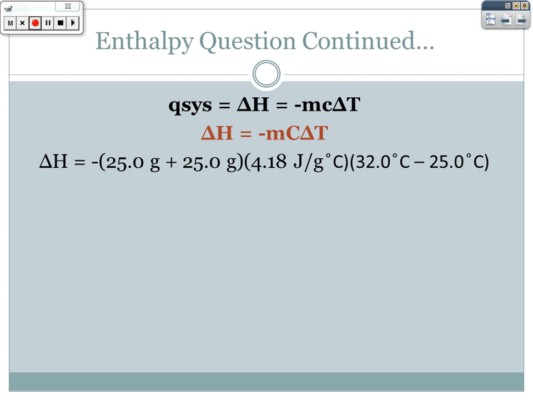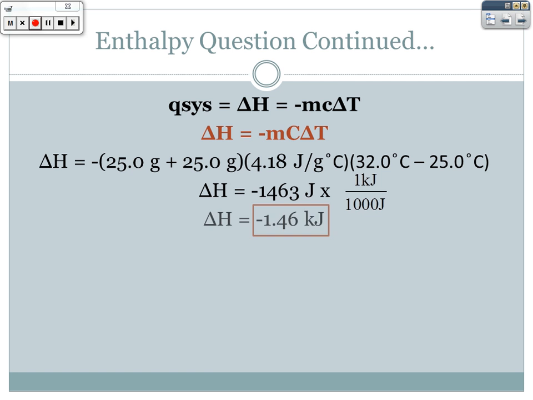So when we plug this all into the equation, we get an answer of delta H is equal to negative 1,463 joules, but they wanted the answer in kilojoules, so we're going to need to divide by 1,000 to get an answer of negative 1.46 kilojoules. Now this enthalpy, since it's negative, means that this is an exothermic reaction. Okay? Not too bad. Not too hard.